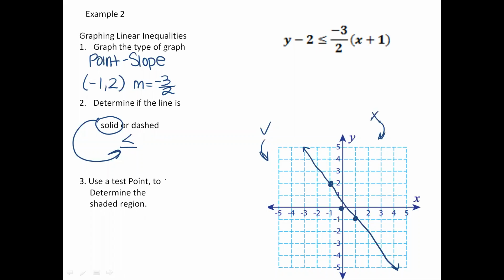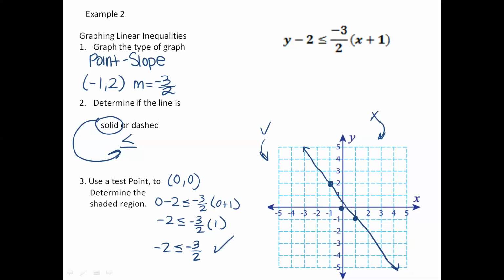So let's do our test point. Our test point is still 0, 0. So let's check it. 0 minus 2 is less than or equal to negative 3 over 2 times 0 plus 1. We're going to get negative 2 is less than or equal to negative 3 over 2 times 1, or just 1. Negative 2 is less than negative 3 over 2, because negative 3 over 2 times 1 is just negative 1.5. Negative 2 is less than negative 1.5, so we know this statement to be true.